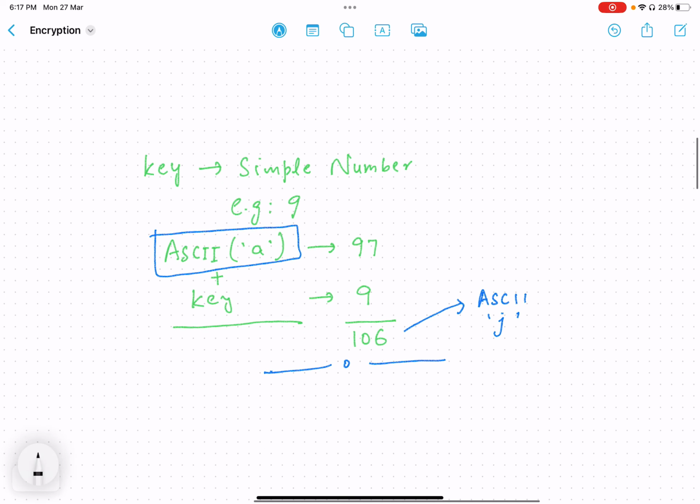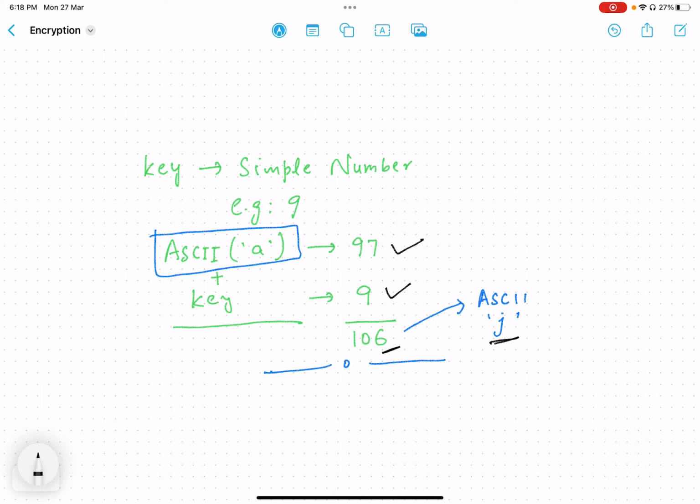What he did was pretty simple. He took the characters that were there in the message and found the ASCII code for those characters. For example, character a has an ASCII code of 97. He would then add the key to that ASCII code. So if you add 9 to a's ASCII code, it becomes 106, which is the ASCII code for j.